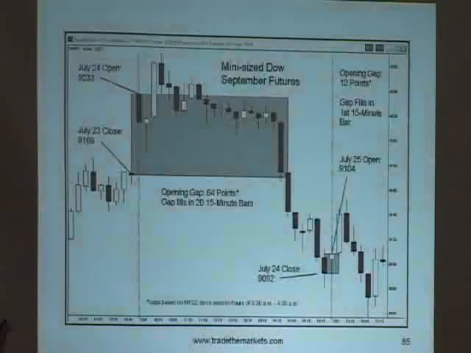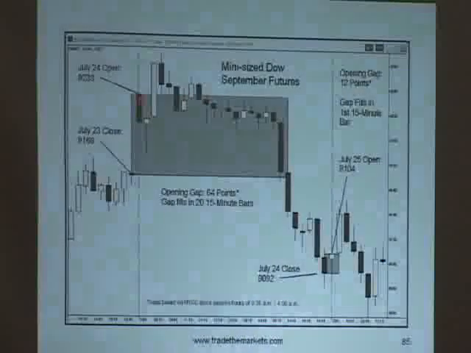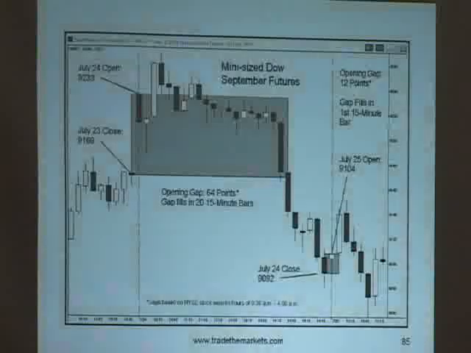So what happens here is this is the Dow. You can see here on July 23rd, the Dow closed at 91.69, and then the next morning at 9:30, we opened up at 92.33. That's 64 points. And this is a typical gap that'll happen. The best gaps happen in 30 minutes and it's done, right? You can move on to the next one. They're not all that easy.